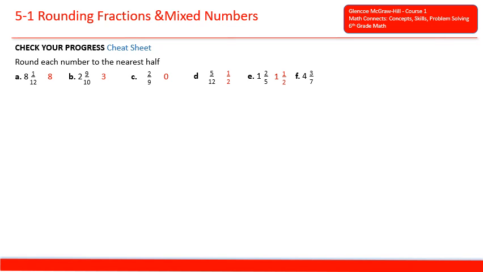4 and 3/7. What is half of 7? It's 3.5. So 3 is almost 3.5. So we can round 4 and 3/7 to 4.5.